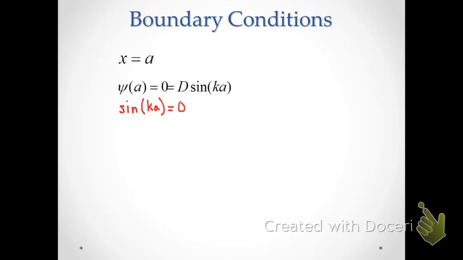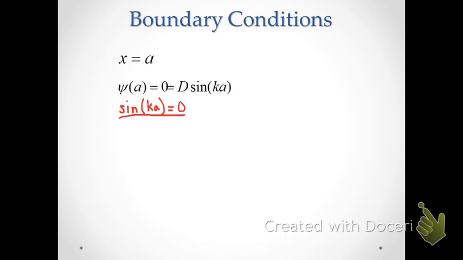So the question is, under what circumstances do we have psi of a being equal to 0, or d sine ka being equal to 0? Well, we have two possibilities. Either the sine of ka can be equal to 0, or d can be equal to 0. But if d was equal to 0, our wave function would be equal to 0 everywhere, because both coefficients c and d would be equal to 0. That's an unacceptable solution, because if the wave function is equal to 0 everywhere, a particle doesn't exist. A particle has to exist; we've said it exists. So the only possibility is that the sine of ka is equal to 0.